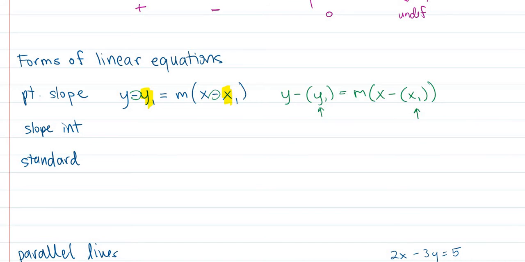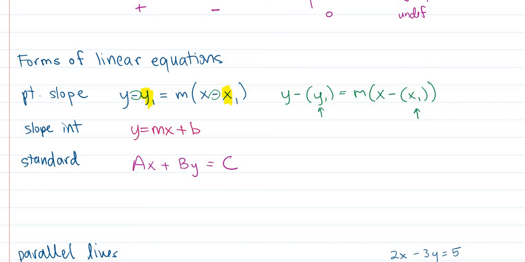Okay, slope intercept looks like y equals mx plus b. Recall that b is the y-intercept and m is the slope. And standard form just looks like ax plus by equals c, where a, b, and c are integers and a is positive.